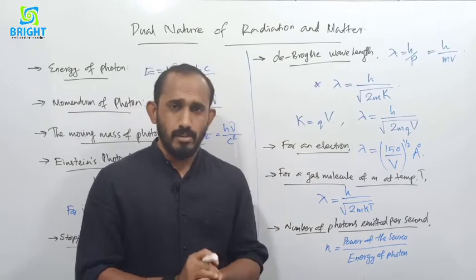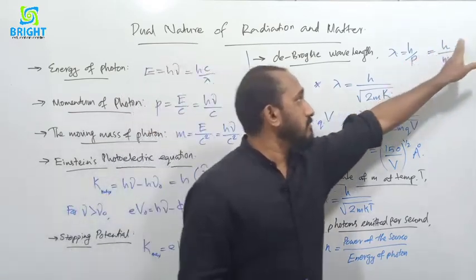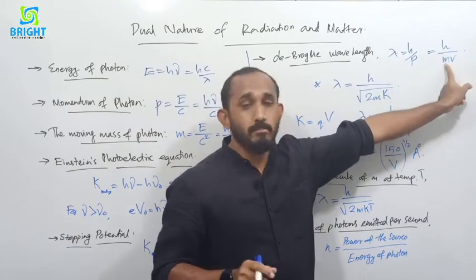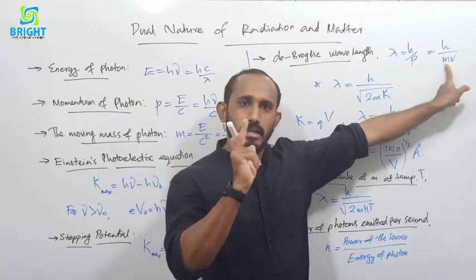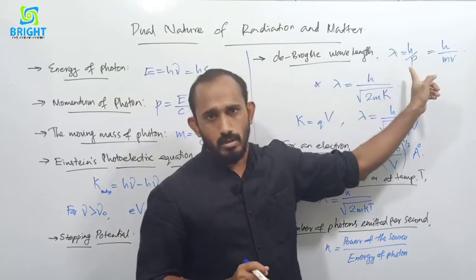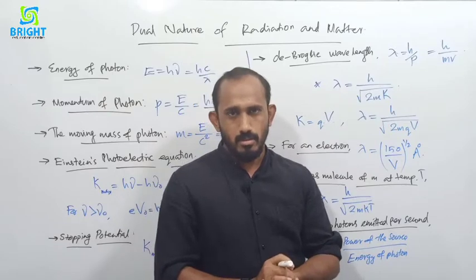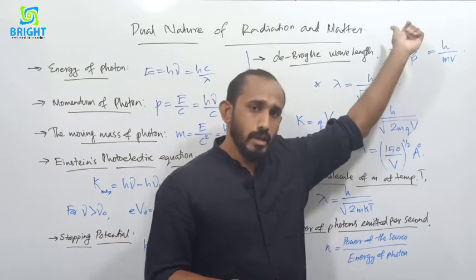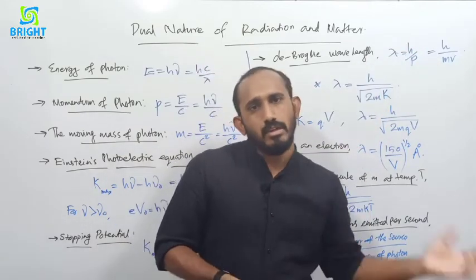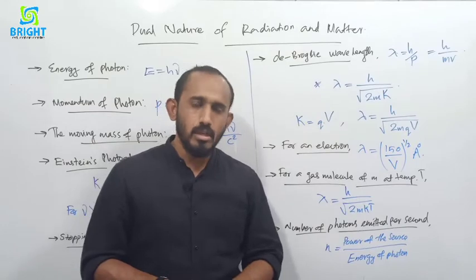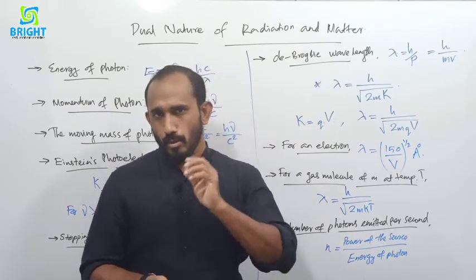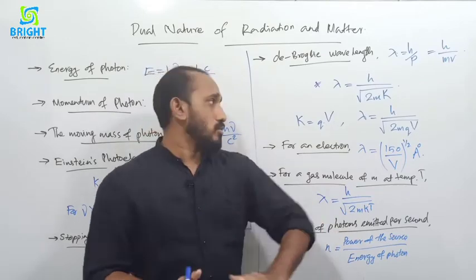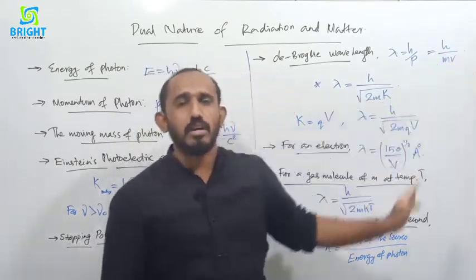Can we see this matter wave? No, because h is a very minute quantity, 6.63 into 10 raised to minus 34, and m is the mass of the particle. As the mass of the particle increases, lambda will be very, very small. So you won't be able to see it as a wave. But electrons are very light particles. Electron mass is very low, so the wave associated with it is made use of in the electron microscope, the wave nature of the electrons. And v is the speed of the electron or the particle moving.